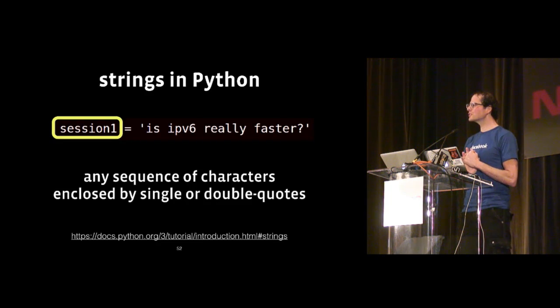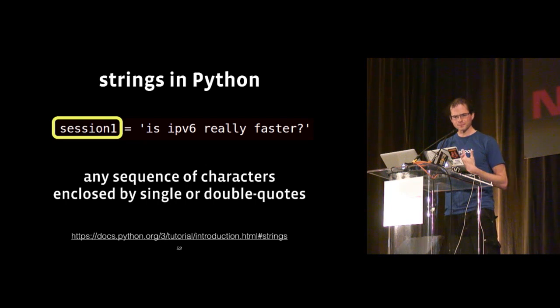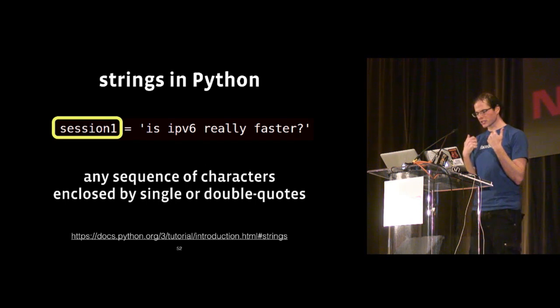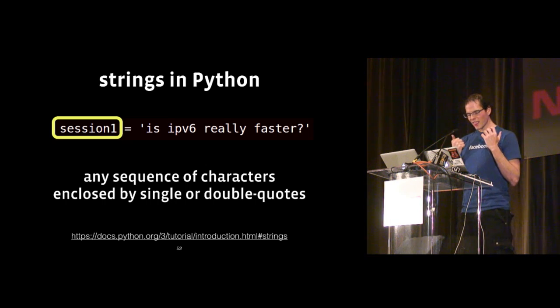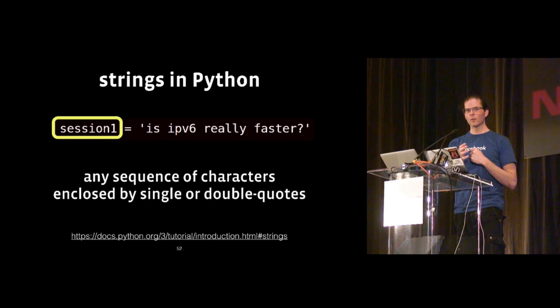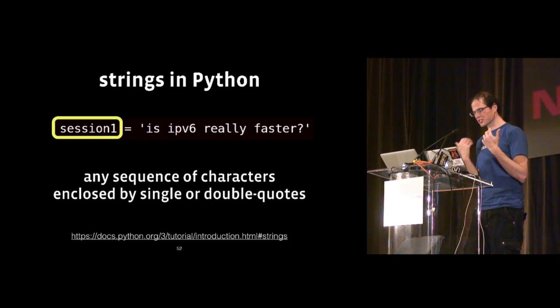So if we start out with something simple like strings, we have, for example, a session from yesterday. Is IPv6 really faster? The text, for example, is IPv6 really faster, is a string here that's assigned to a variable called session1. And we're simply using that variable name equals whatever the string is enclosed in either single or double quotes.